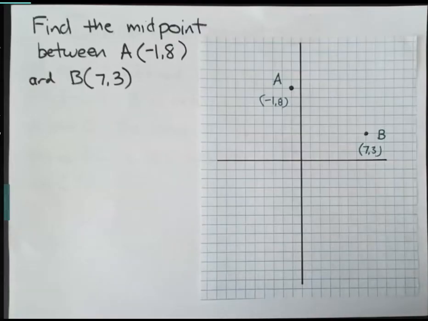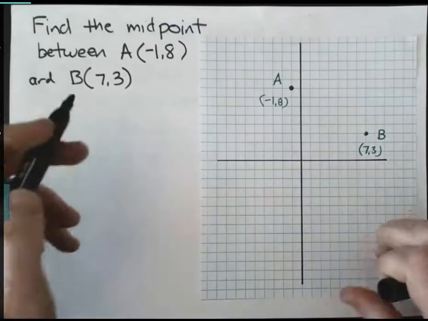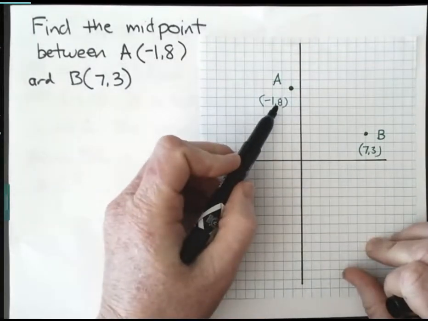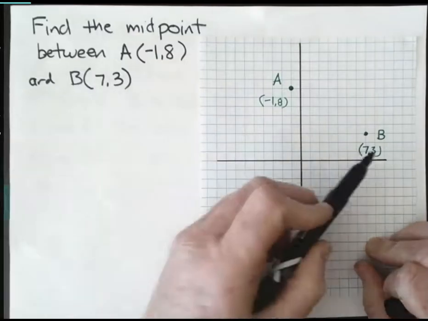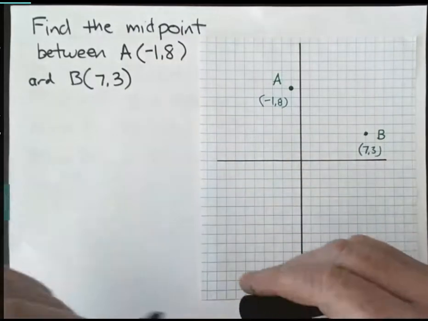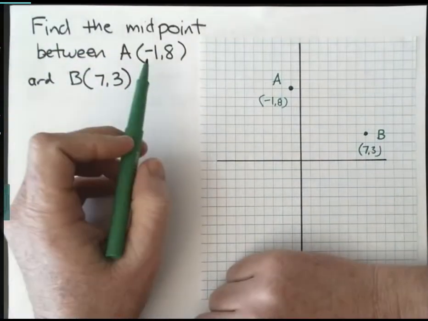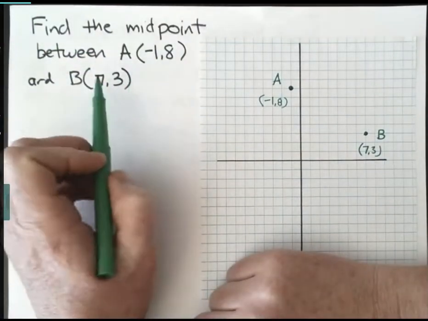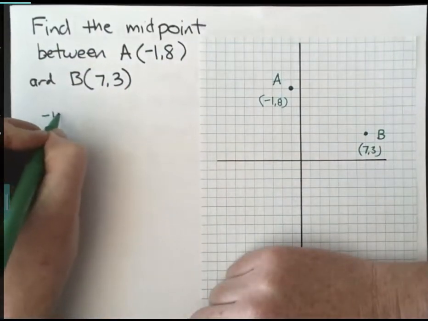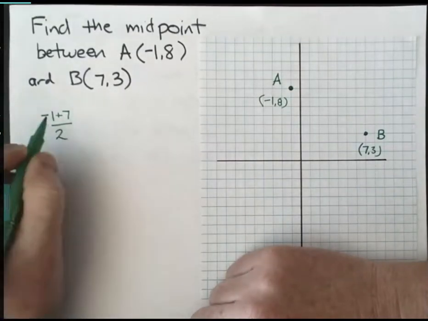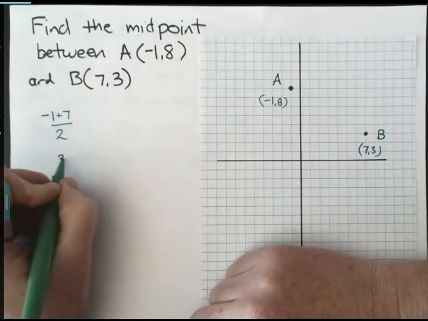So now how do we find the midpoint between 2 points? So we have negative 1, 8, which I put here on the graph, and 7, 3, which I also put here on the graph. So essentially what we're going to do is we're going to find the average between the two numbers. So in order to do that, we're going to take negative 1 and add it to 7, divide by 2, and that's going to give me my new x coordinate. So that's going to be 6 divided by 2.